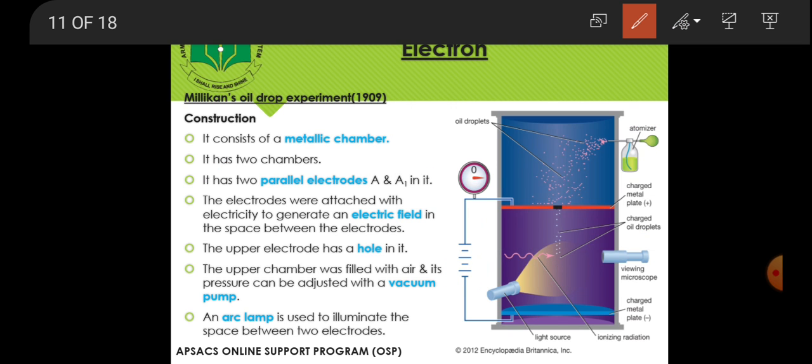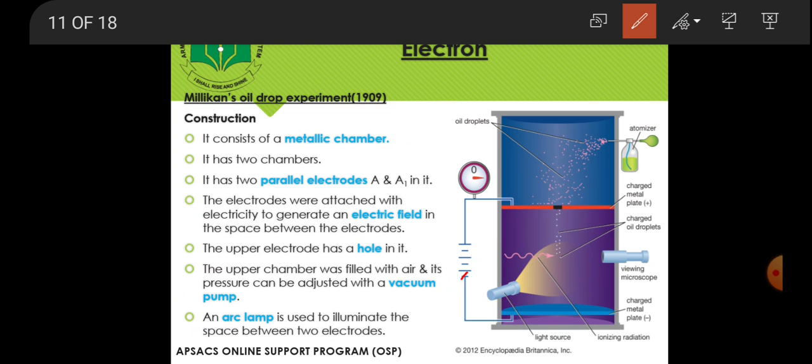One electrode is a charged metal plate which is positively charged, and the other is a charged metal plate which is negatively charged. The upper electrode has a hole in it. The upper chamber is filled with air, and the pressure of the air is adjusted with the help of a vacuum pump.